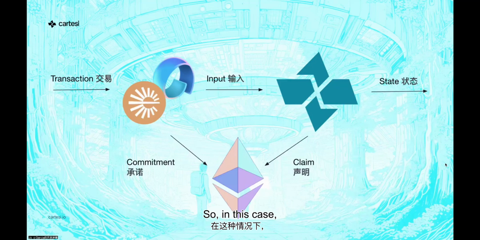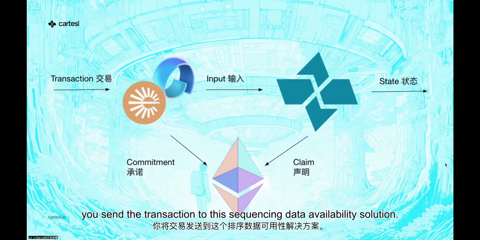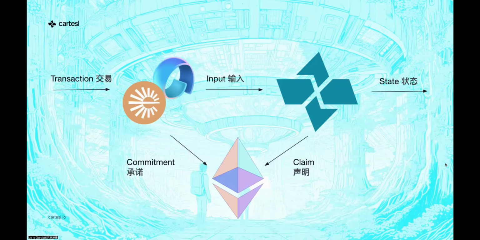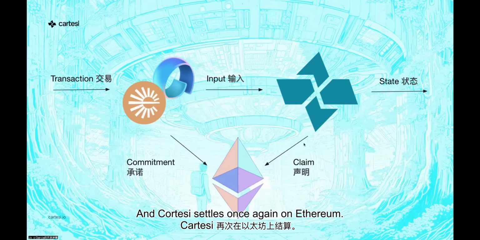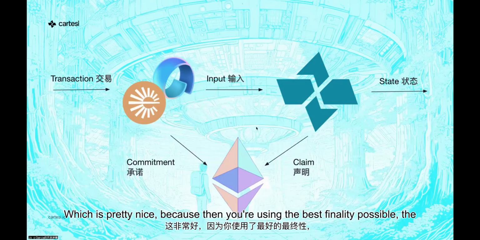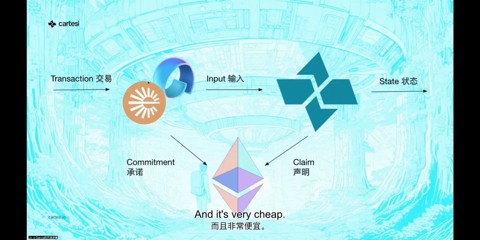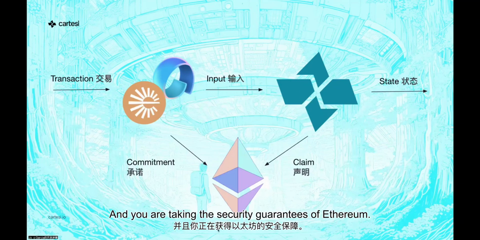So in this case, you send the transaction to this sequencing and data availability solution. Those arrive as an input. There's a commitment from them on the base layer, and Cartesi settles once again on Ethereum, which is pretty nice because then you're using the best finality possible, the best data availability possible, and it's very cheap. You're using the best execution environment, and you are taking the security guarantees of Ethereum.